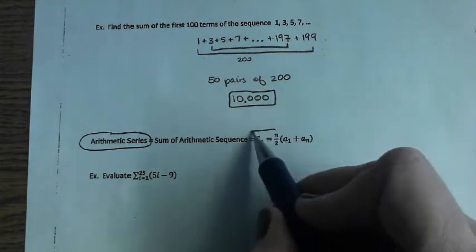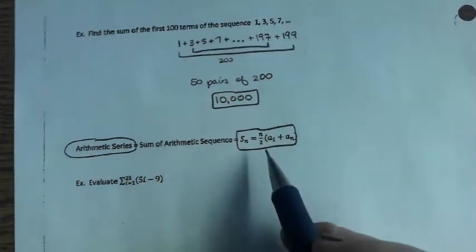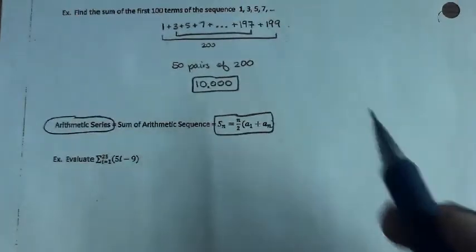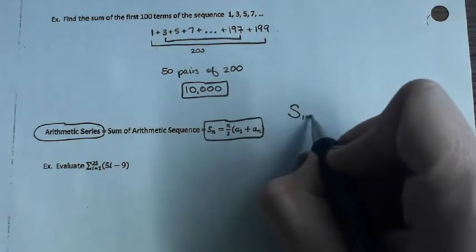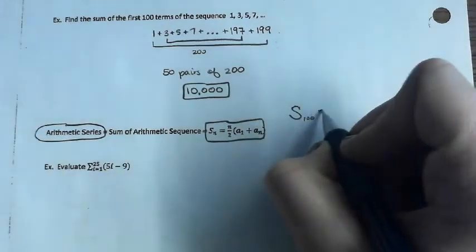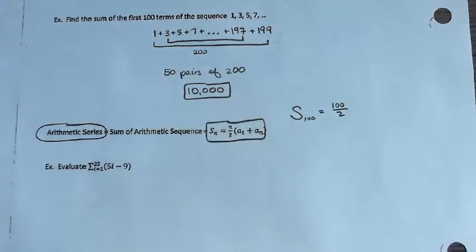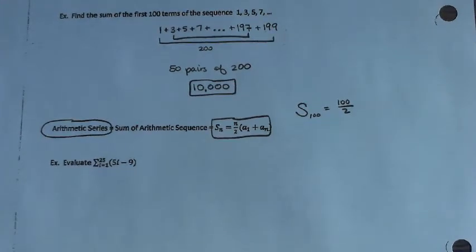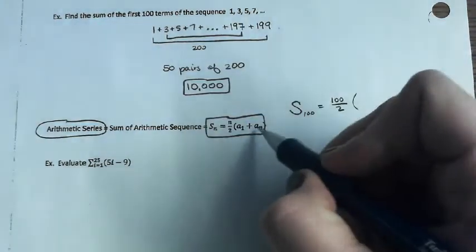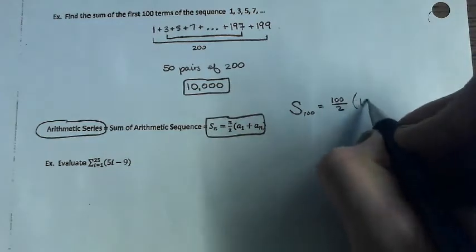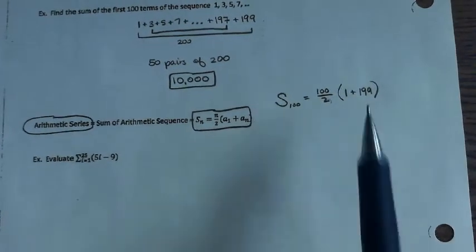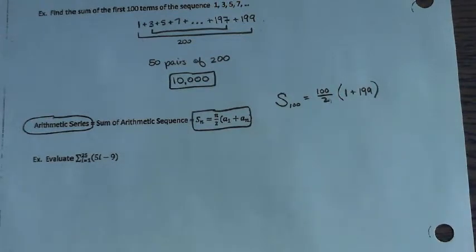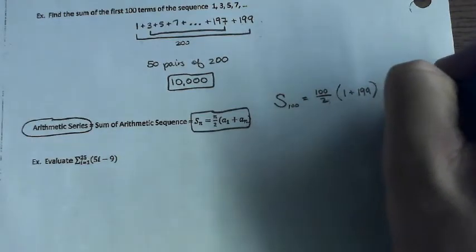So here's the formula. Series uses a capital S. So your series total through 100 terms is 100 divided by 2. That's your number of pairs. And then your first term plus your last term gives you whatever that total is. There's your 50 pairs of 200. Does that make sense? And that gives you 10,000.